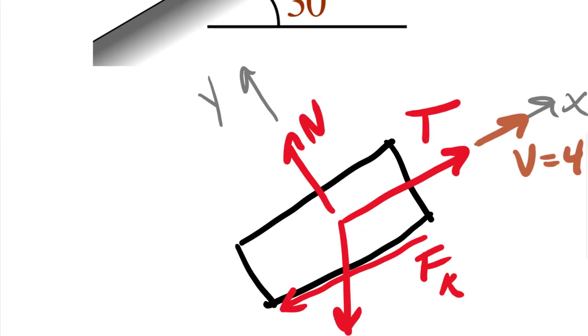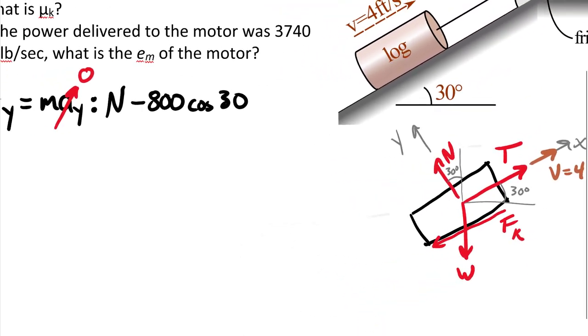Again, where this is coming from is we are using a rotated coordinate system. My weight is here. If I know that this angle is 30, then also my normal force and the weight force there are going to be 30. So normal is going to be in the y direction. The weight force is going to be 30 degrees off of the y direction. Therefore, the y component is going to be cosine adjacent to that 30 degrees.